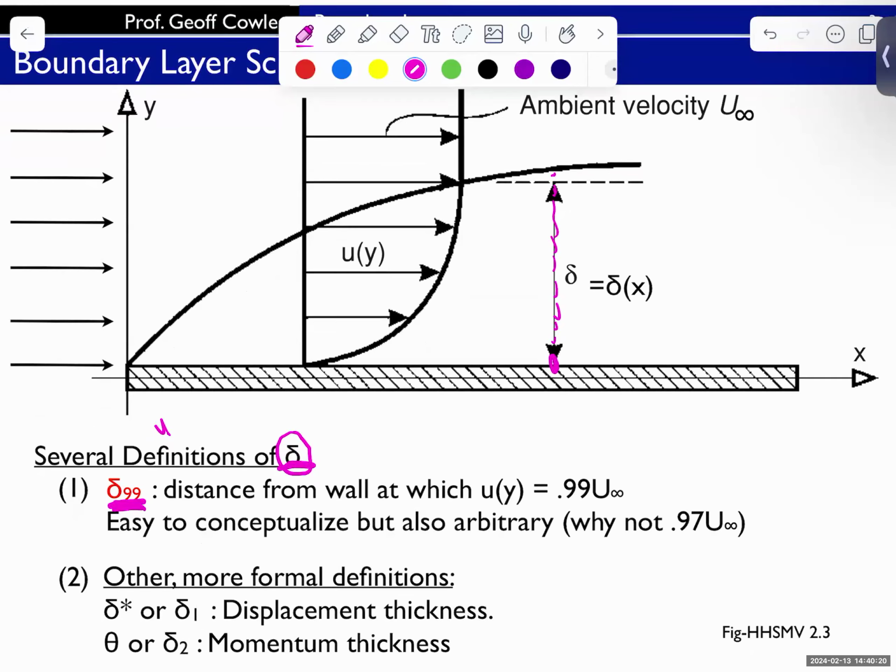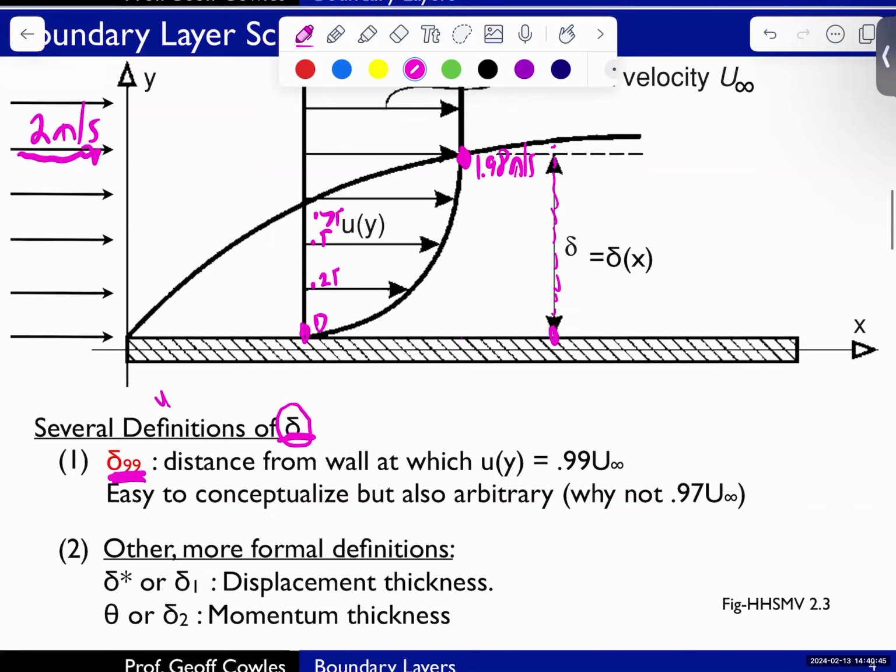And by free stream velocity, I mean here, let's say it's 2 meters per second. That would be the free stream velocity. If you walk back here, it's 0, and maybe it's 0.25 here, and 0.5 here, and 0.75 here. And right here, we're at 1.98 meters per second. At that point, we are at 99% of the free stream flow, 2 meters per second. And so we define that as the edge of the boundary layer.